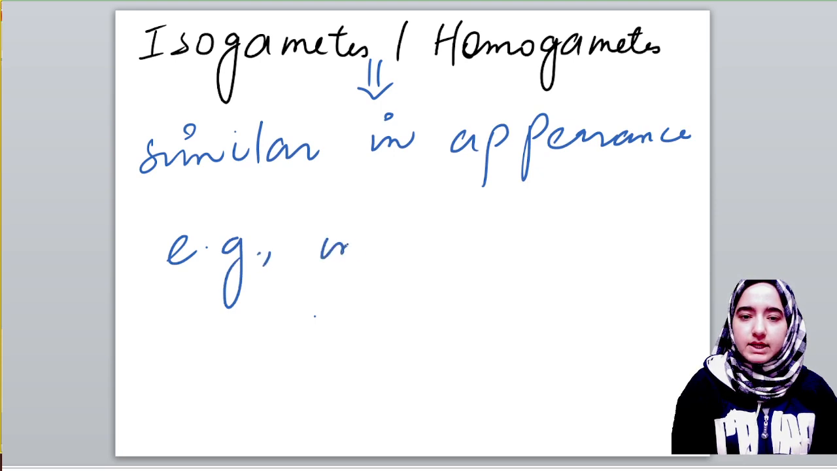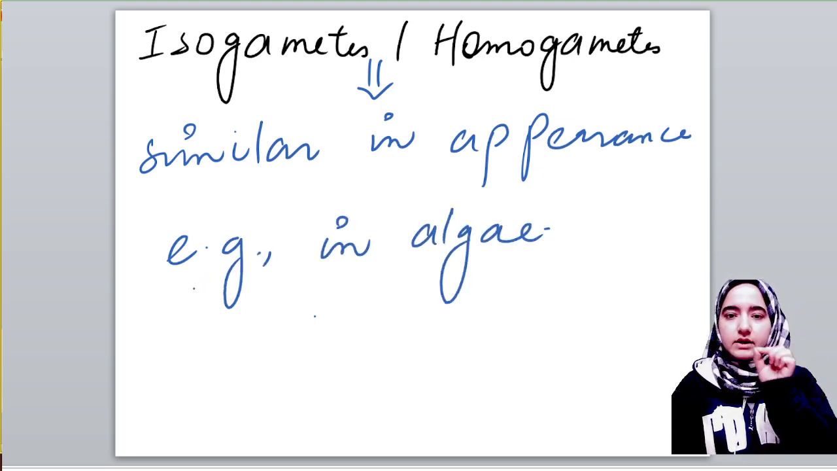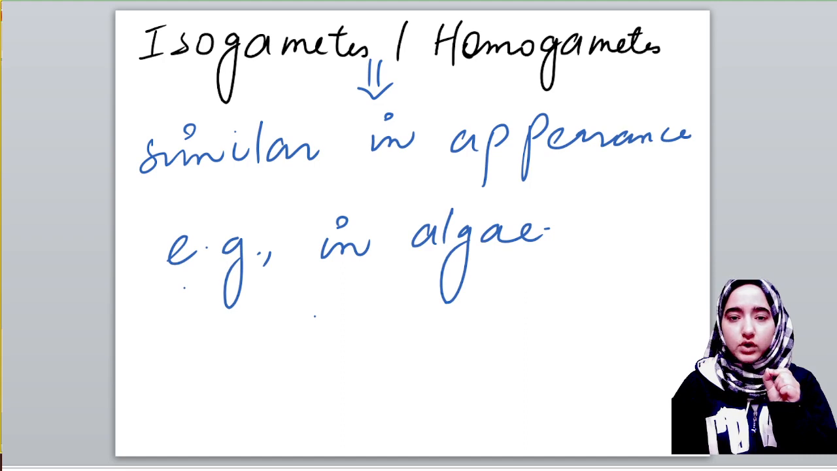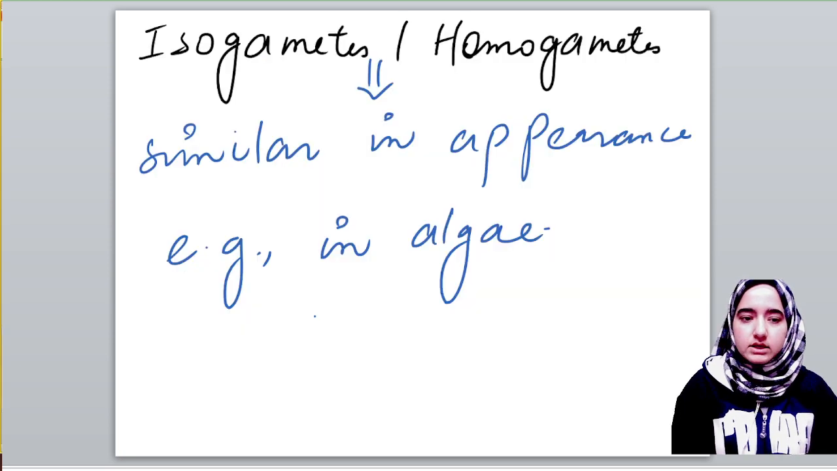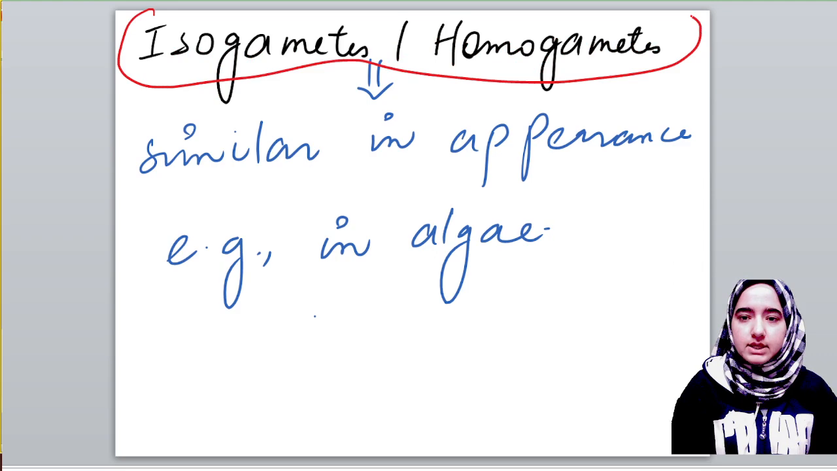For example, in algae, male and female gametes are so similar in appearance that it becomes very difficult for us to distinguish between both of them. I hope this concept is clear. Those gametes are known as homogametes or isogametes.